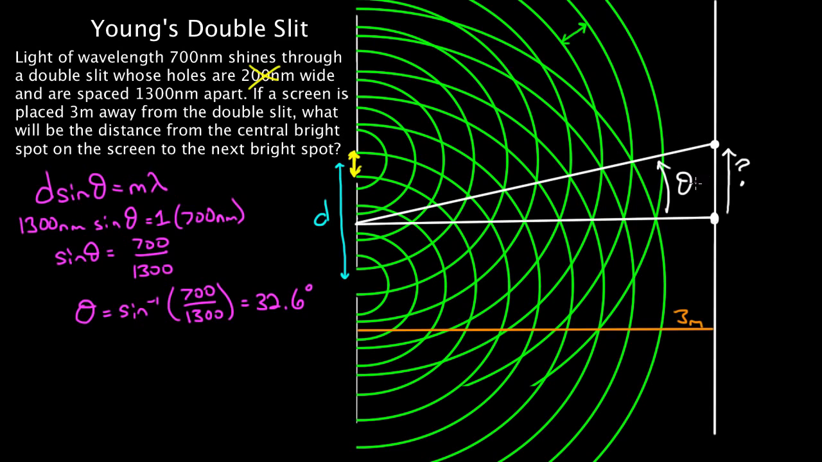That's what this angle is right here, 32.6 degrees, but that's not what I was trying to find. What I'm trying to find is this distance, not this angle. So how do we do that? Well, this side right here, I'm going to call it delta y because it looks like it's a vertical distance. This is the opposite side to that angle. We know the adjacent side. This adjacent side, we were told, was 3 meters. The screen was 3 meters away from the double slit.